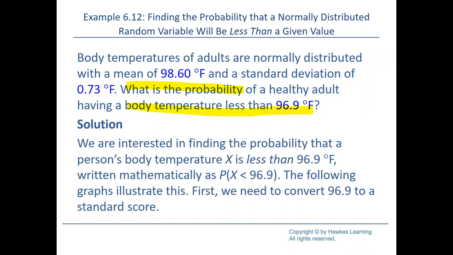So we're really interested in finding the probability that that person's body temperature, which we'll say is our random variable x, is less than, remember the less than symbol there, 96.9 degrees Fahrenheit. Written mathematically, that's P(x < 96.9). It also helps to draw this out, but remember, if you're using a z-table, you're going to have to convert that x value to a z first. So we are going to need to do that as well.